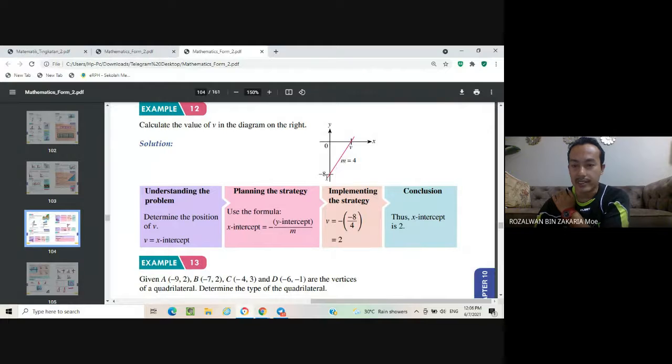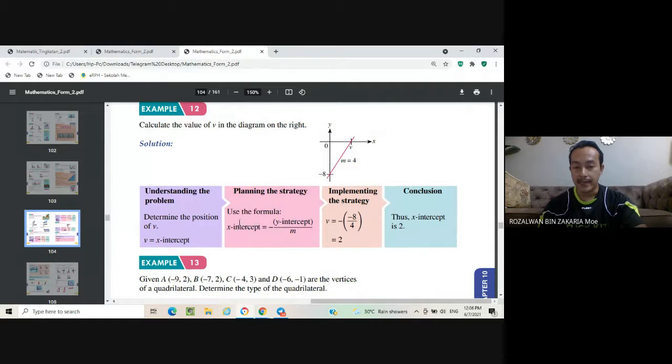So what does this -8 mean? So this -8 actually is a y-intercept. Alright, this one is the y-intercept, which is equal to -8. So V here actually is the x-intercept. So to find the V here, you have to use the formula M equal to minus y-intercept divided by x-intercept. Right? So from the formula, M equal to negative y-intercept divided by x-intercept.